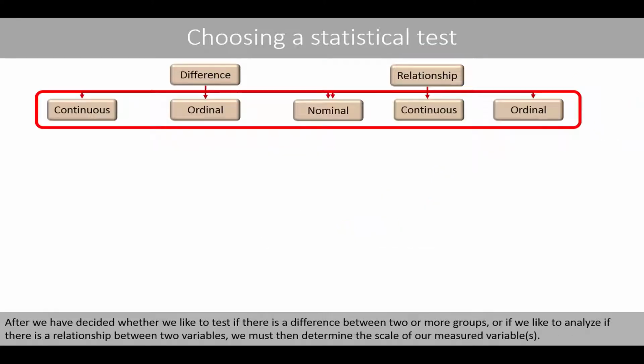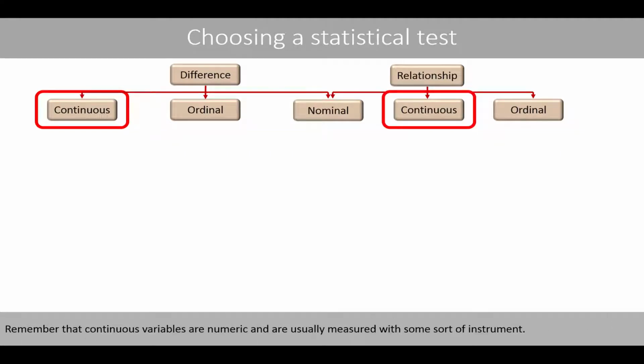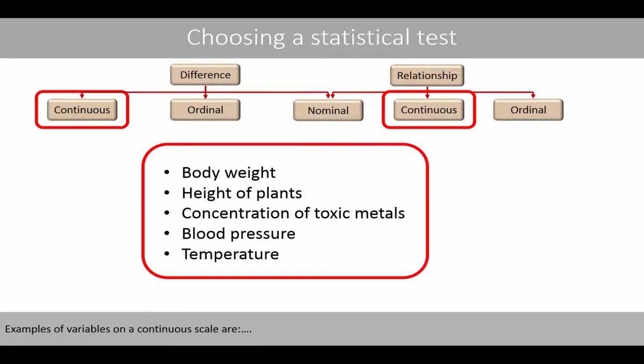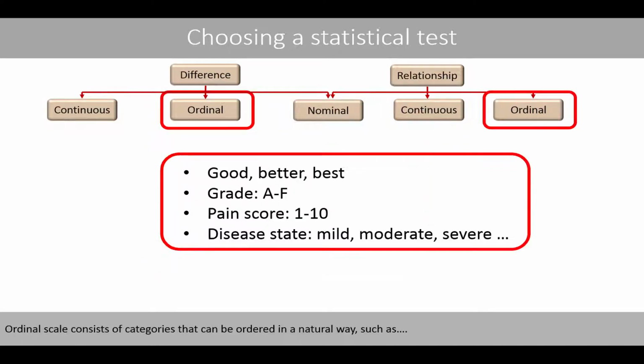After we have decided whether we like to test if there is a difference between two or more groups, or if we like to analyze if there is a relationship between two variables, we must then determine the scale of our measured variables. Remember that continuous variables are numeric and are usually measured with some sort of instrument. Examples of variables on continuous scale are body weight, height of plants, concentration of toxic metals, blood pressure, and temperature.